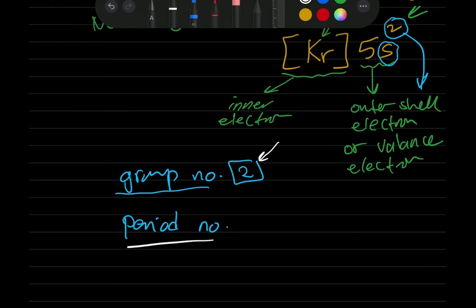Let's go to the period number. The period number is equal to the number of shells. You just notice that your element is in period 5, and that's why it has 5 shells.